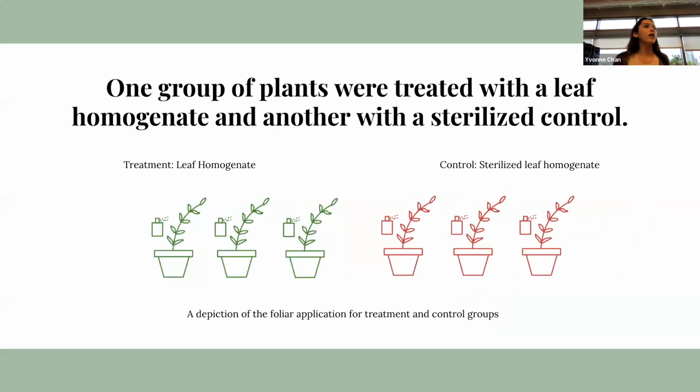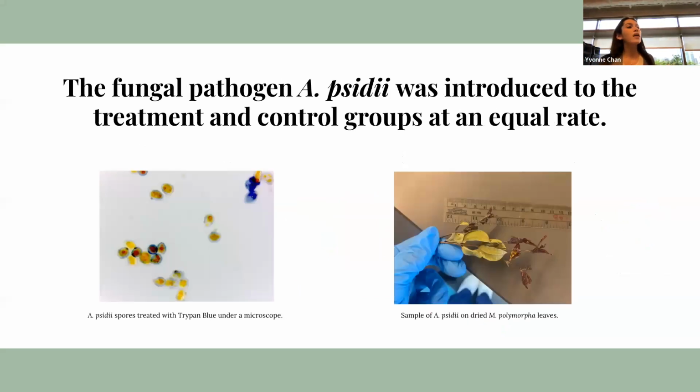So that's how I created my treatment and my control groups. One group of young Ohia lehua seedlings, var glaberrima, which were donated from the Oahu Army Natural Resources Program, was treated with the leaf homogenate, the source of indigenous microorganisms, and the other half were treated with the control, the sterilized leaf homogenate. 72 hours later, the fungal pathogen Osteopuxinia city was introduced to the treatment and control groups at an equal rate.